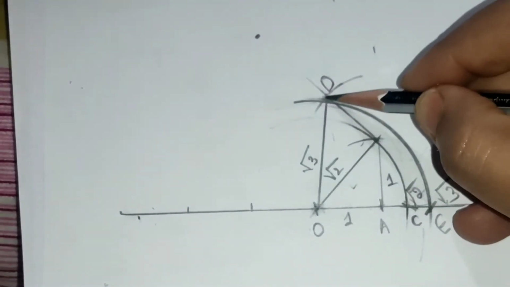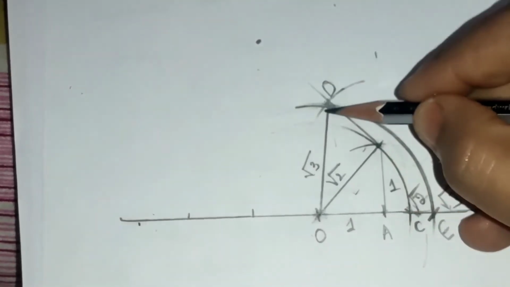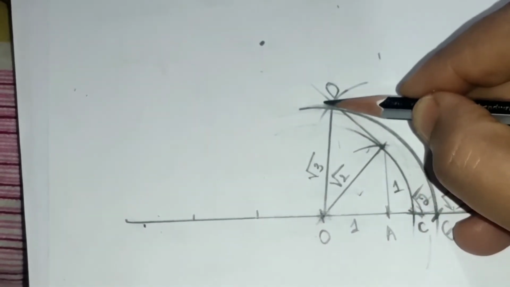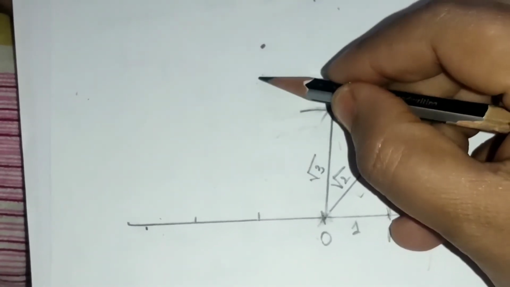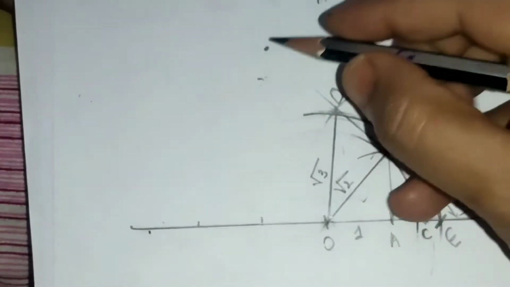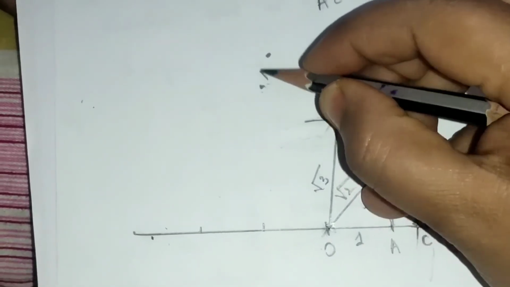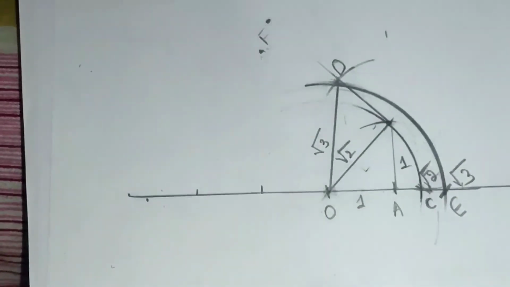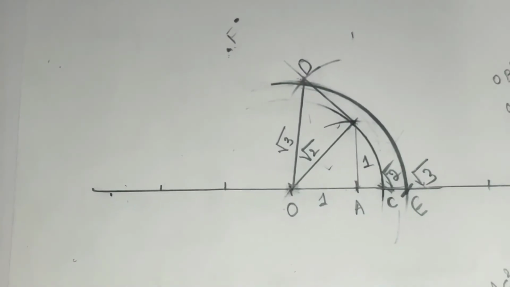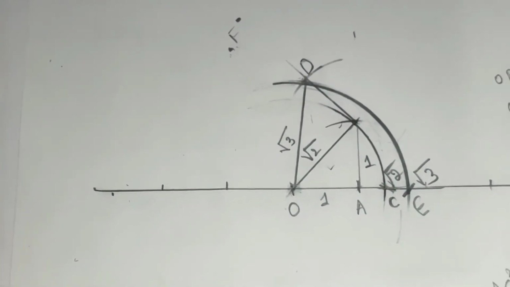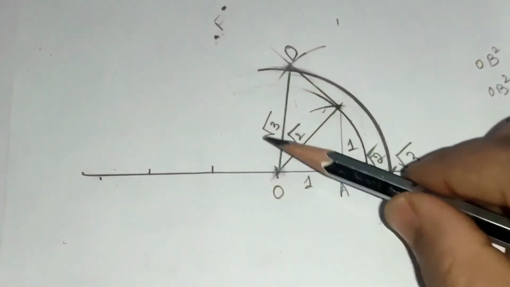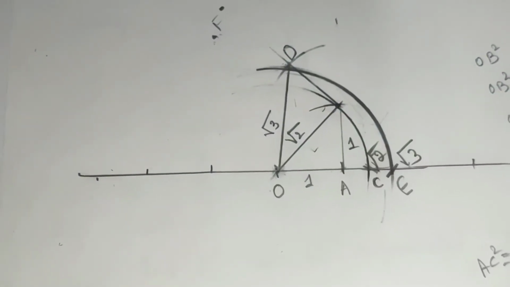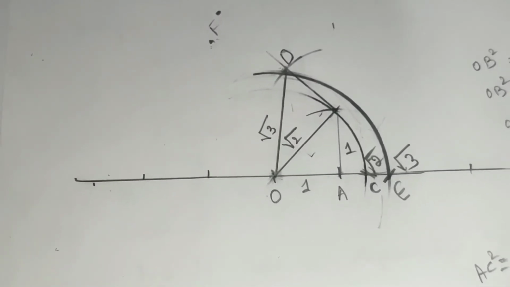Taking root 3 as a base and perpendicular length as 1 unit, if you draw a line and join, you will get one more point. Let me call this point F. Then if you join F and O, it will give root 4. In a way, you can locate root 2, root 3, root 4, root 5, and so on, so that you will get a spiral shape of square roots.